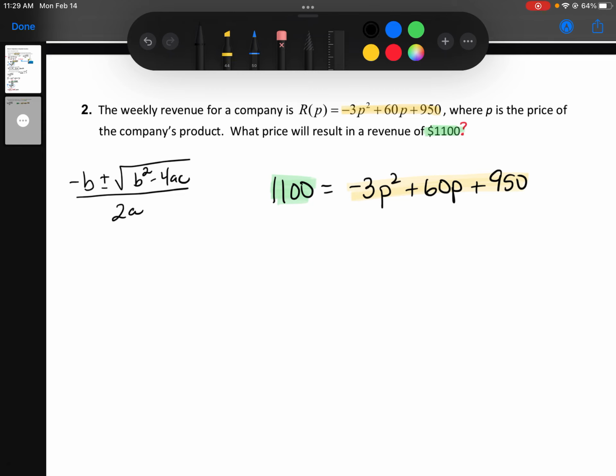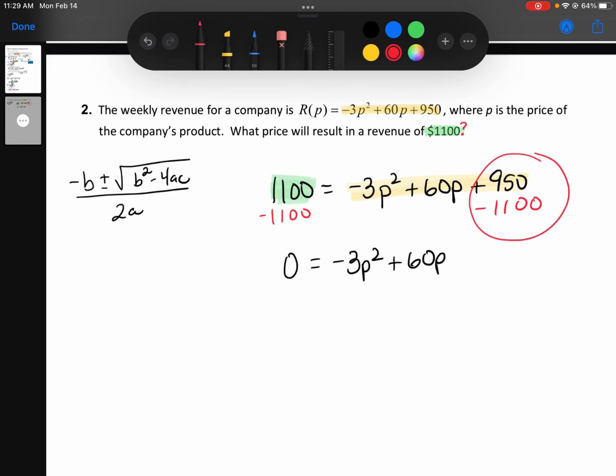Okay, well this one, just like a previous one, we have to get it equal to 0 first. So I'm going to subtract 1,100 from both sides. Notice I'm putting it under the 950. That's because those are like terms. So I've got 0 equals negative 3P squared plus 60P. And then in my calculator, I'm going to go ahead and figure out what 950 minus 1,100 is, and you get negative 150.